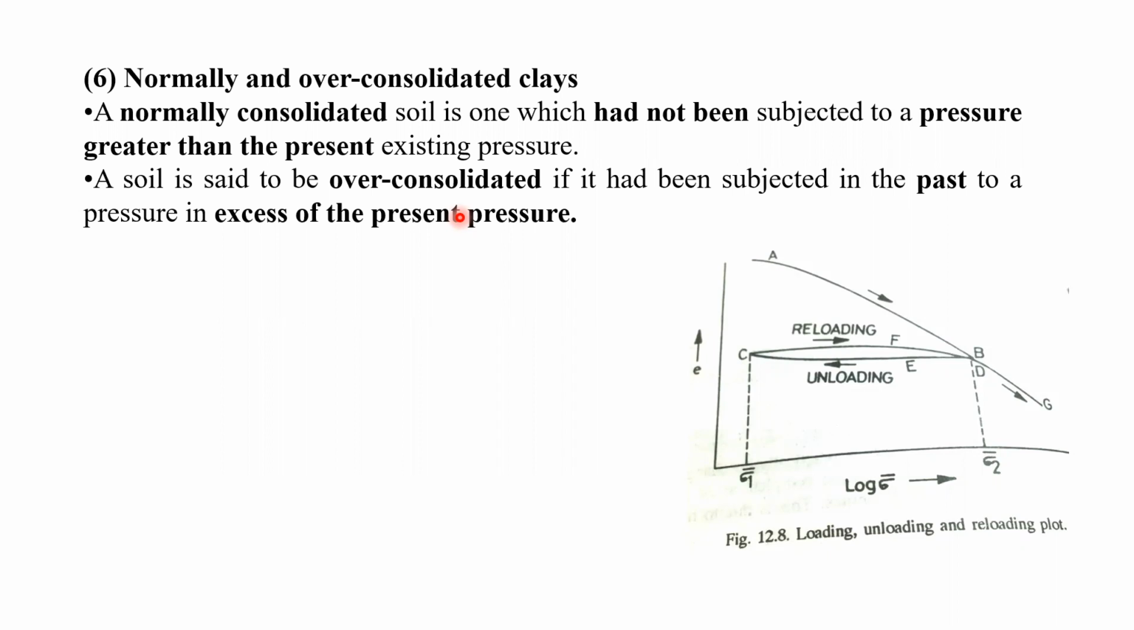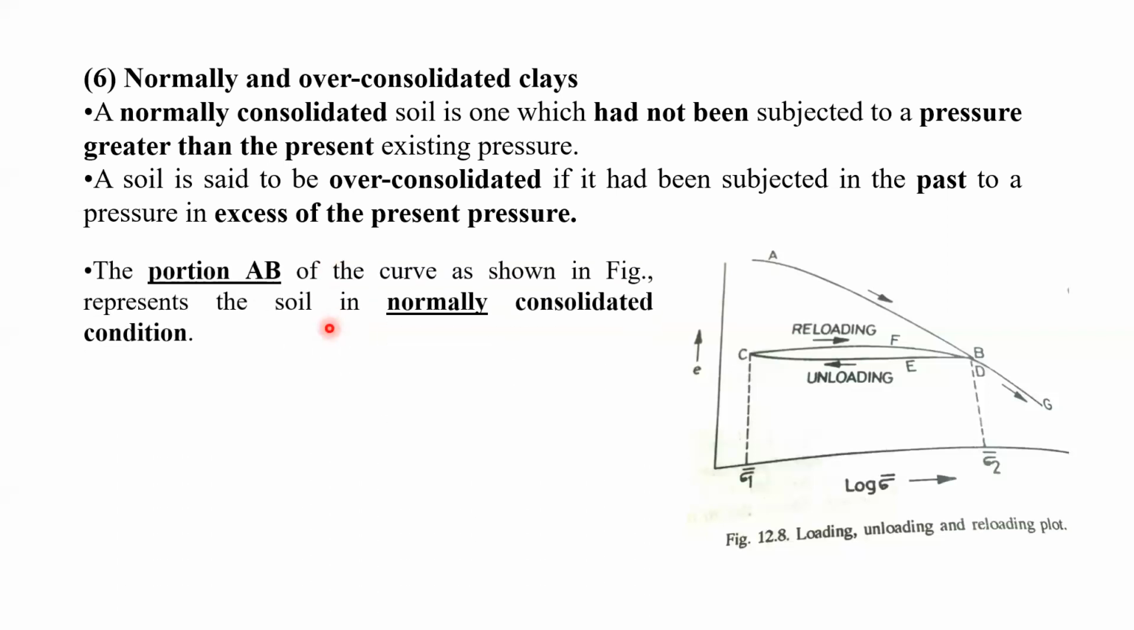Due to the structure, suppose you had 5 kilonewton per meter square, and presently the structure you are going to construct after the dismantling on the same site is going to develop a pressure of 4 kilonewton per meter square. Then we can say it is over consolidated. Already it has been consolidated under more than the present pressure, we can say.